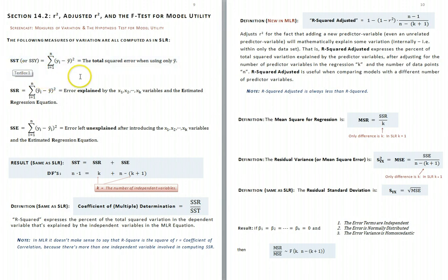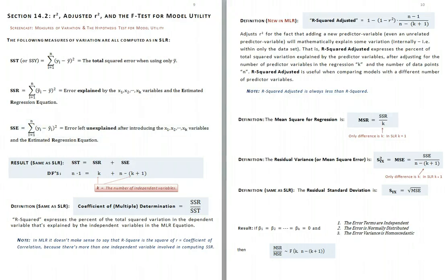SST measures the squared error when the mean of the y data, y bar, is used to estimate the data set yi values. SSR measures the squared error explained when the ith fitted value is used to estimate the yi value in the data set. SSE is a squared error that remains unexplained when the ith fitted value is used to estimate the yi value in the data set.